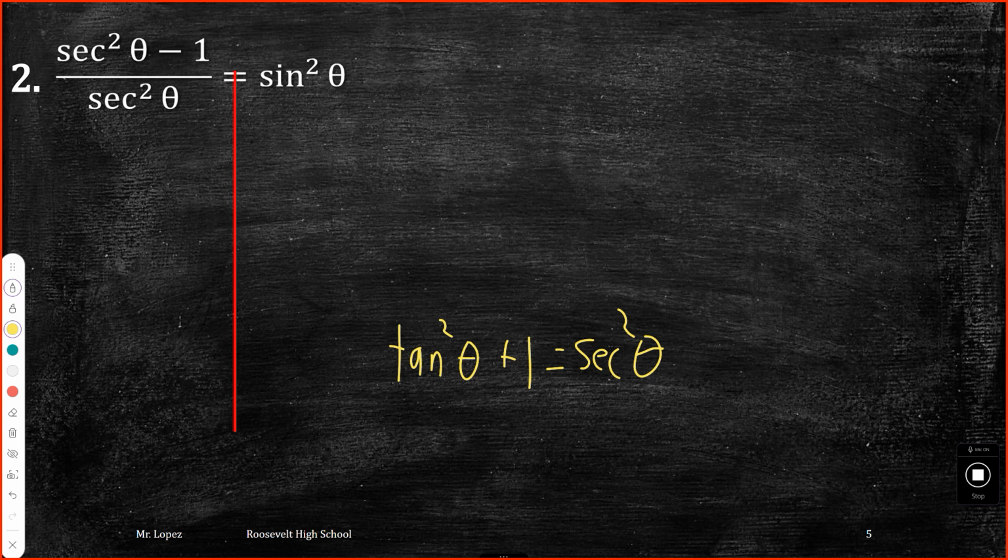So, secant squared theta minus 1, I'm going to subtract. Didn't I just do that right now, like in the warm-up? Isn't secant squared theta minus 1 equal to tangent squared theta? Look at the warm-up. Yes or no? Yes? So what I'm going to do is replace secant squared theta minus 1 with tangent squared theta over this secant squared theta.